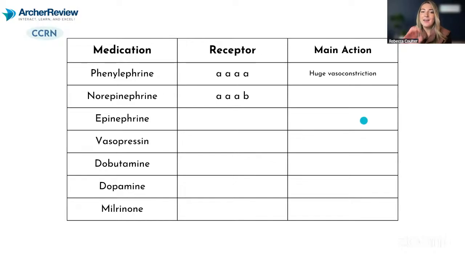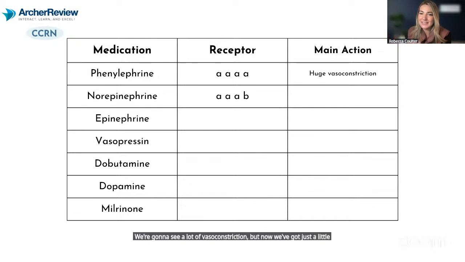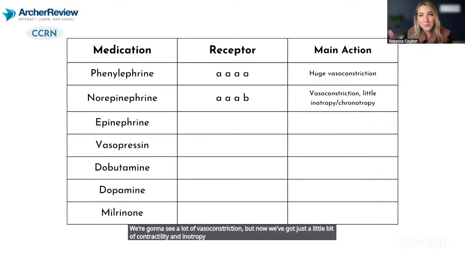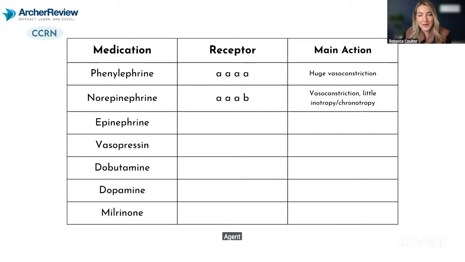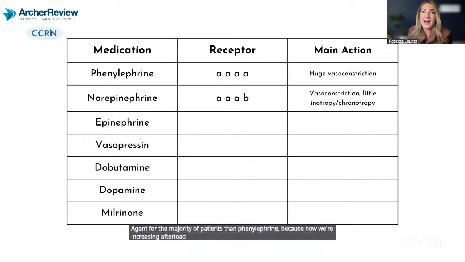We're going to see a lot of vasoconstriction, but now we've got just a little bit of contractility and inotropy, right? Which makes it a better agent for the majority of patients than phenylephrine, because now we're increasing afterload, sure, with that alpha stimulation, but we're giving a little bit of contractility to help the heart overcome that a little bit.